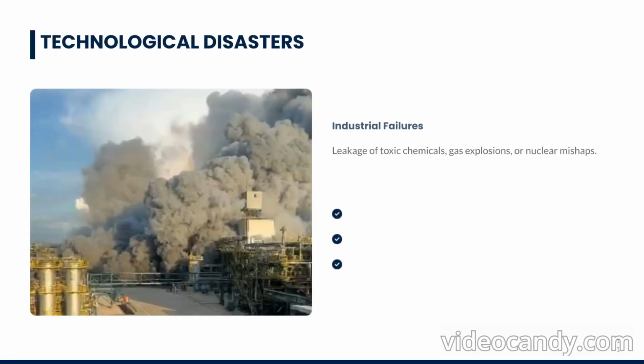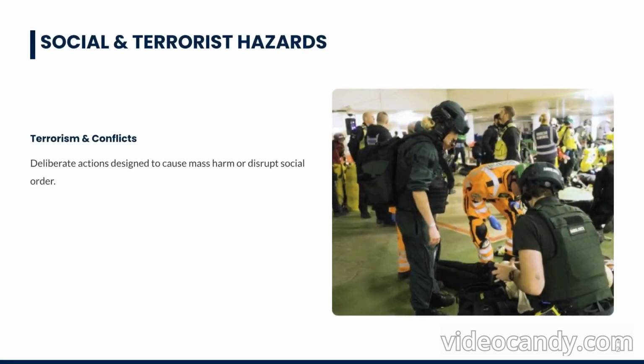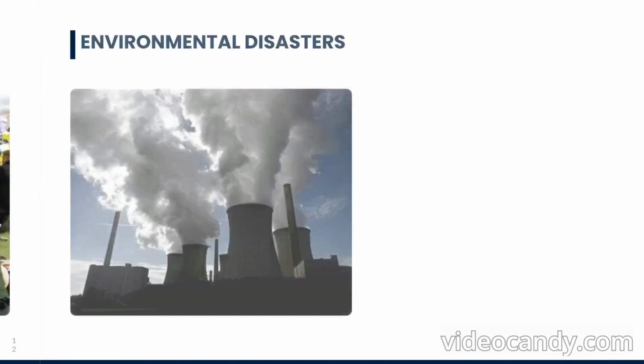Technological disasters involve industrial failures, such as toxic chemical leaks, gas explosions, or nuclear mishaps. The Bhopal gas tragedy is a grim reminder of industrial risk, requiring long-term health monitoring and specialized decontamination. Social and terrorist hazards involve deliberate actions intended to cause mass harm or disrupt social order. These include serial blasts, sabotage, armed conflicts, riots, and mass food or water poisoning.